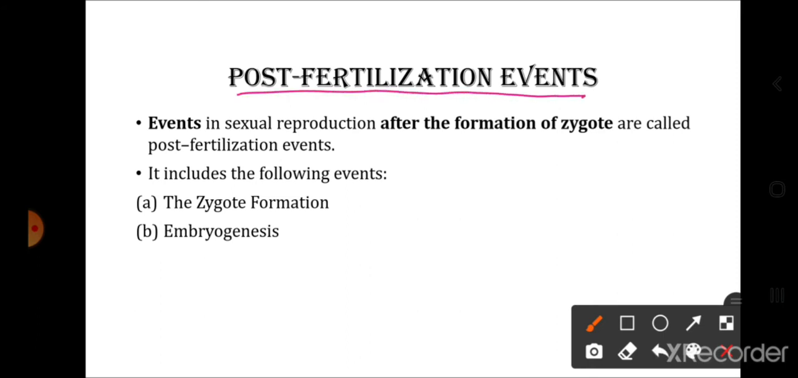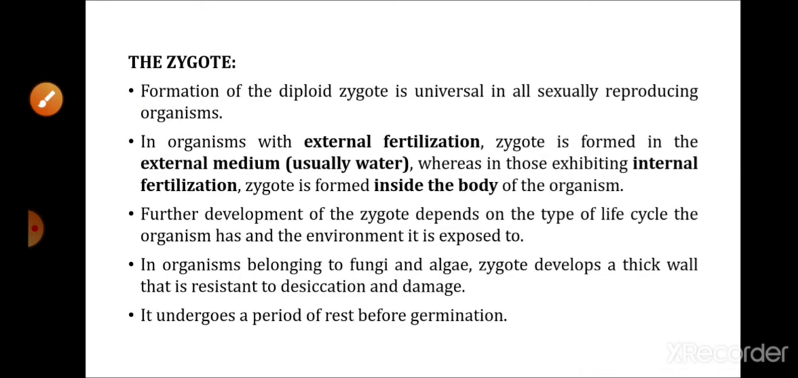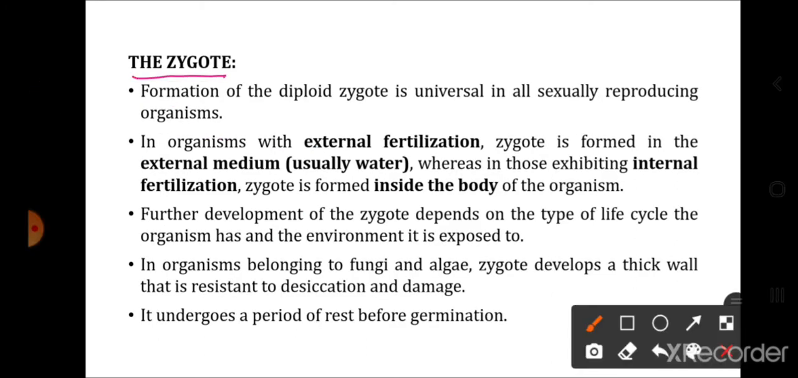Post means after. So, all the events in the sexual reproduction after the formation of the zygote are called post-fertilization events. It includes the development of the zygote, that is the zygote formation, and the next one is embryogenesis, that is formation of the embryo. So, first one is the zygote. Formation of the diploid zygote is universal in all sexually reproducing organisms. Any organism which reproduces sexually will result in the formation of the zygote, which is diploid.